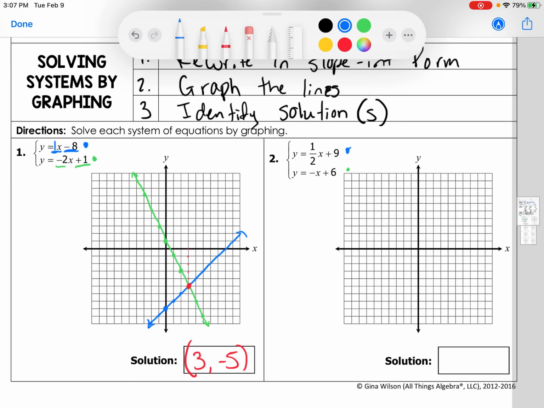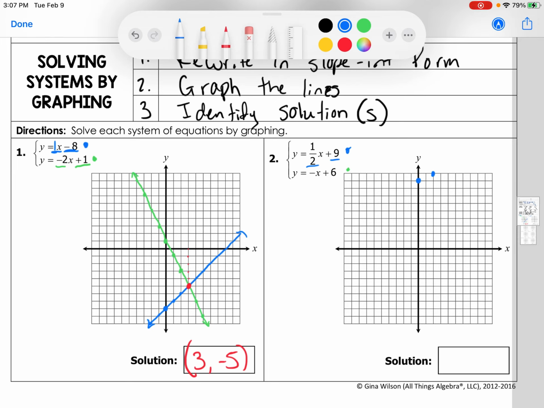So let's start with our blue line. Our y-intercept is at 9, so our first point is going to be on the y-axis at +9. And then our slope here is 1/2, so a rise of 1 and a run of 2. So up 1, right 2, and we're off the graph already.